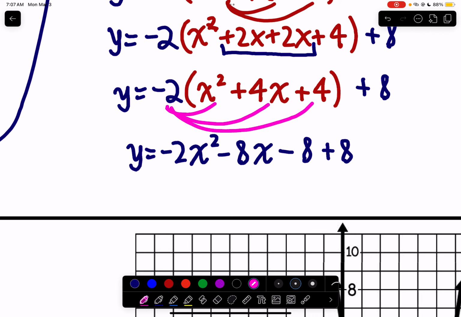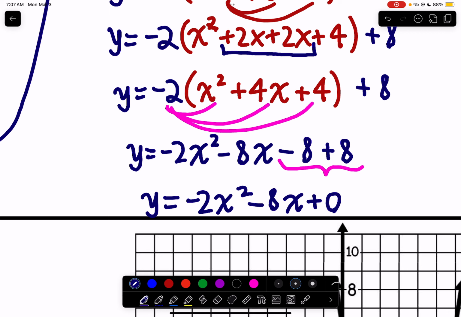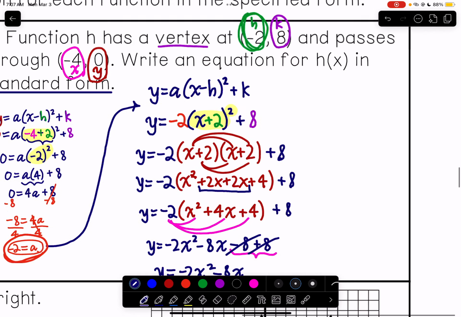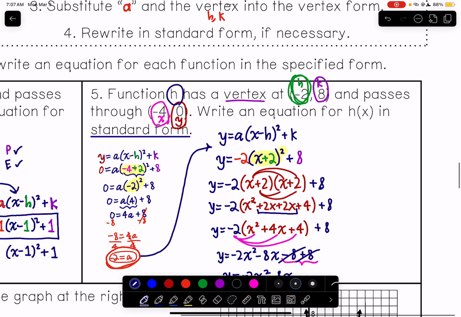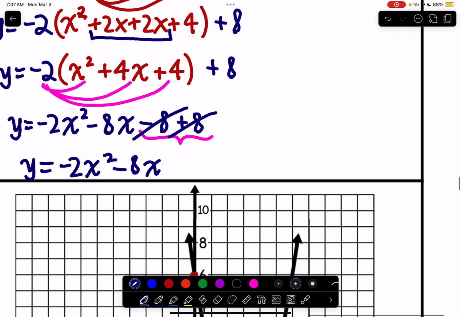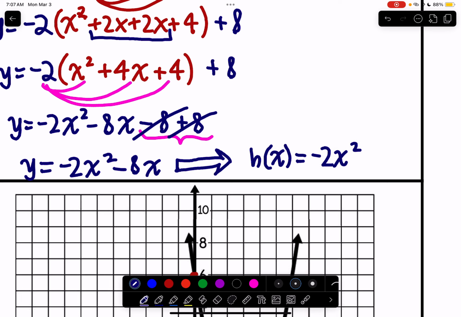And then now, combine like terms. Last step. Y equals negative 2x squared minus 8x, plus 0, which I do not need to write because these just cancel out. So, since it told me my function was called h, I am going to be a good student and write this as h of x equals negative 2x squared minus 8x. Oops. There we go. Awesome.